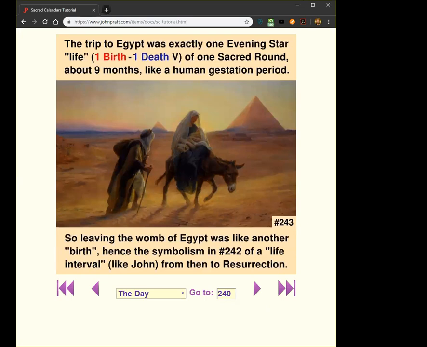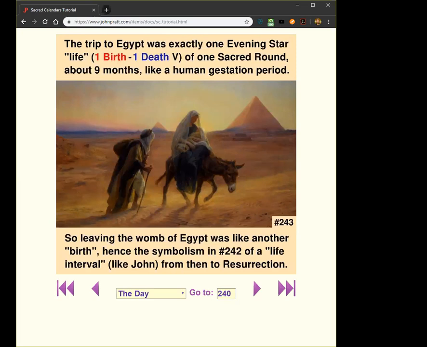So Egypt really was like a womb, and it's darkness. Egypt represents darkness, black. Leaving the womb of Egypt is kind of like a birth. And see, it was one birth on Venus, and that's like a birth. You're leaving the womb. And hence, it is a kind of a life interval, like John the Baptist, from leaving the womb to resurrection. So, just like we've talked about, there's several starting points for the birth of the earth: when they took the fruit, when they were judged, when they left the garden. There's different starting places of a life.